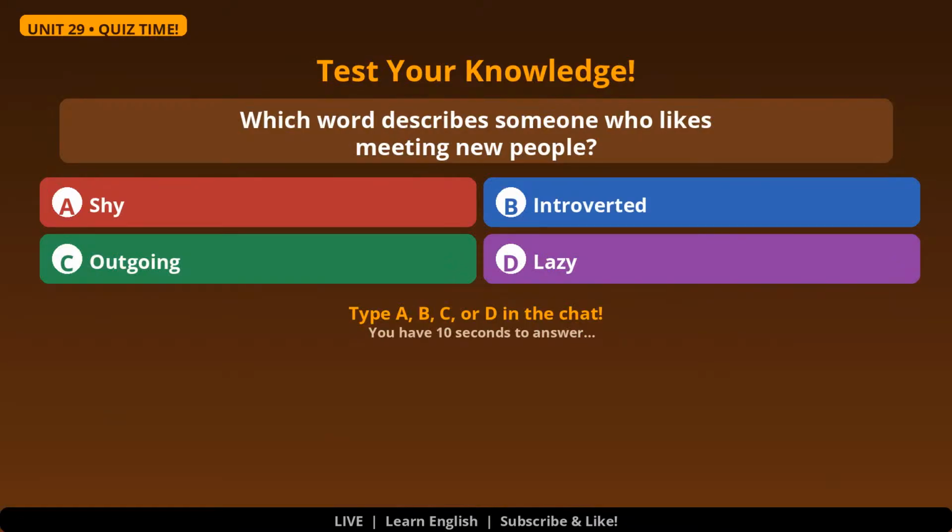Can you get this right? Here's the question. Which word describes someone who likes meeting new people? Option A, shy. Option B, introverted. Option C, outgoing. Option D, lazy. Think about it. Type A, B, C, or D in the chat. You have 10 seconds.